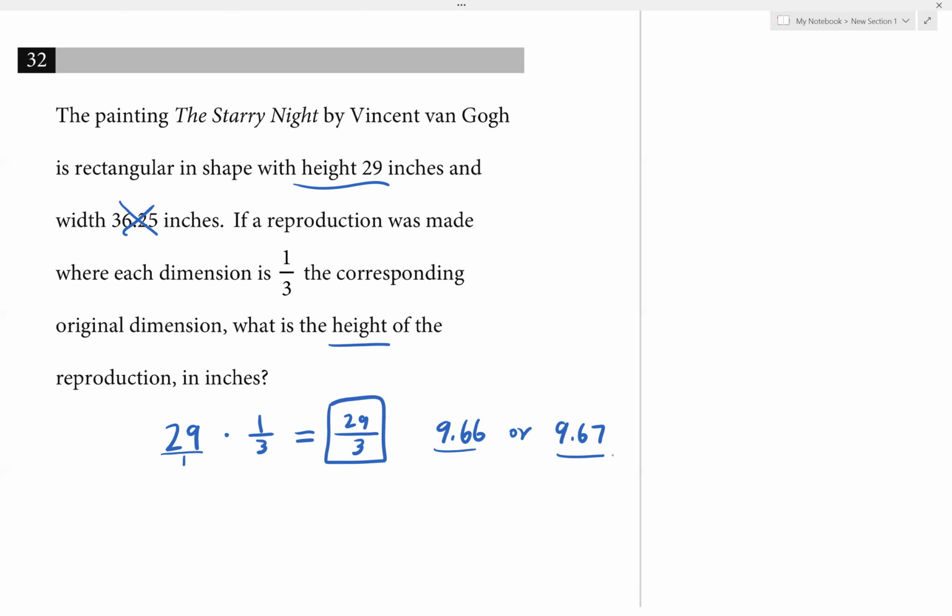All right, but we don't want to round it to 1 decimal point. Okay, that won't work. And we also don't want to convert to a mixed number. So we just want to leave it as an improper fraction, 29 over 3. So that should be good. Okay, and that's it for question 32.